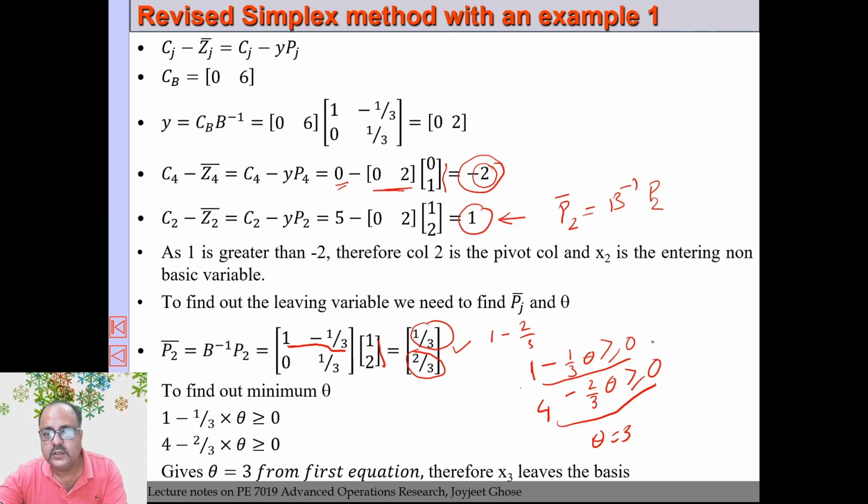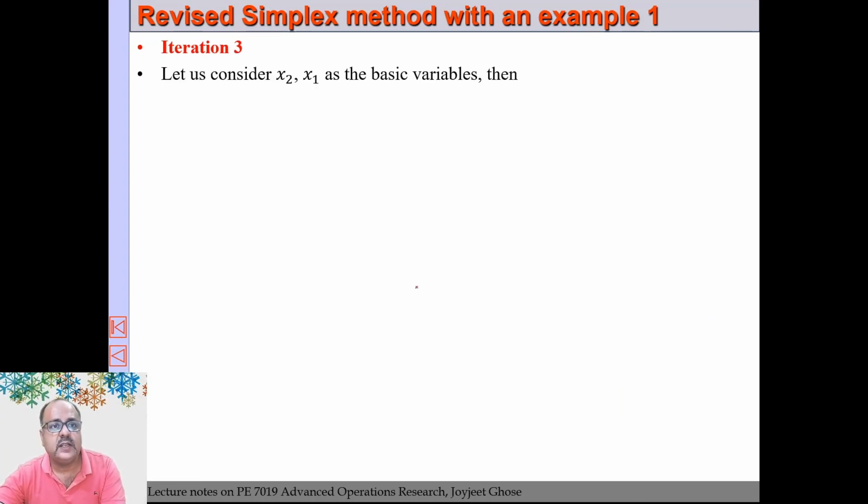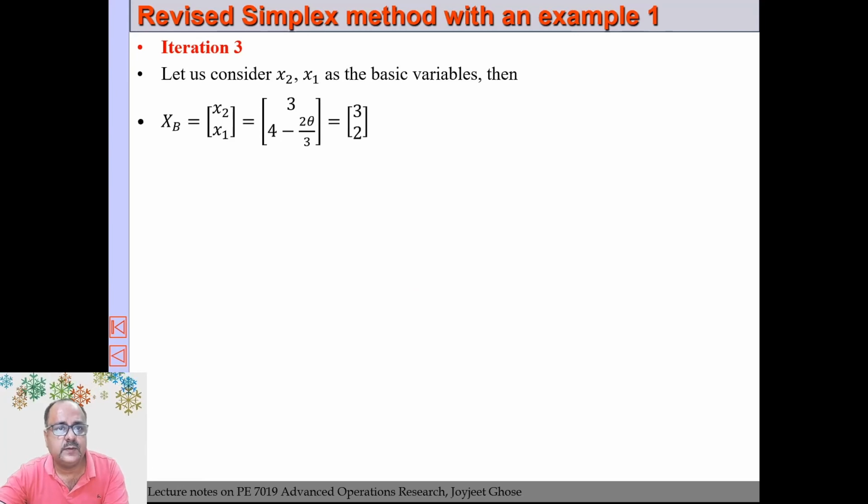So it is from this equation. x3 will be the exiting variable. So we move on to the next iteration. In the next iteration, we have xb equal to this. This theta we already found out. Putting the value of theta in the second equation of the earlier iteration, we find this is equal to 2. So now we start with x2 equal to 3 and x1 equal to 2.